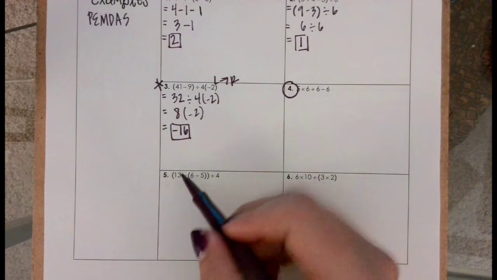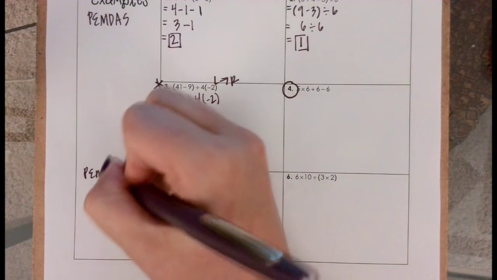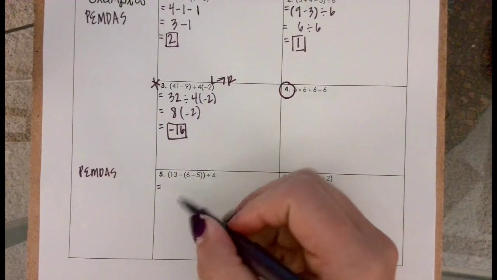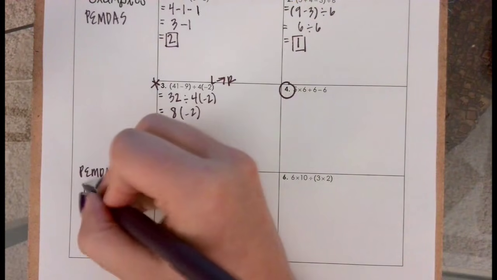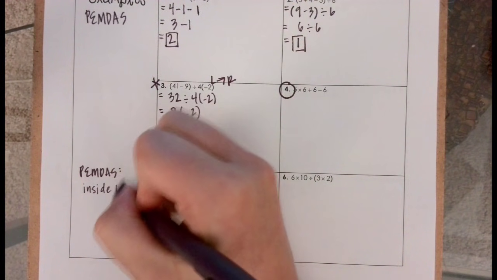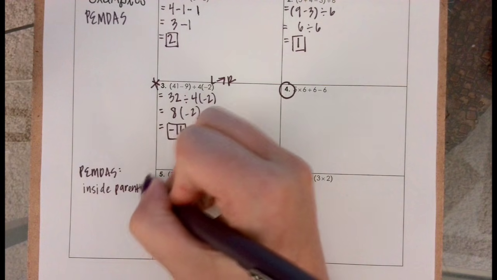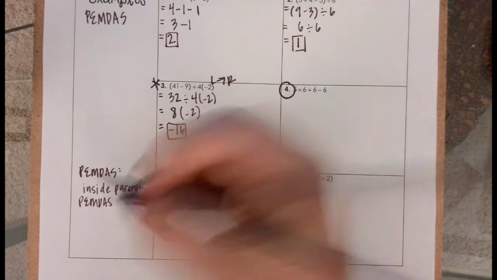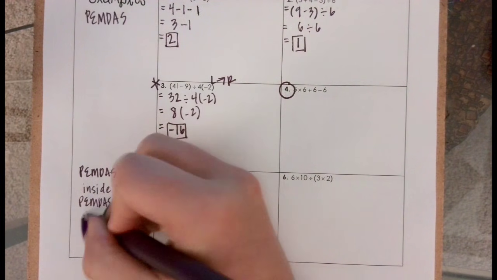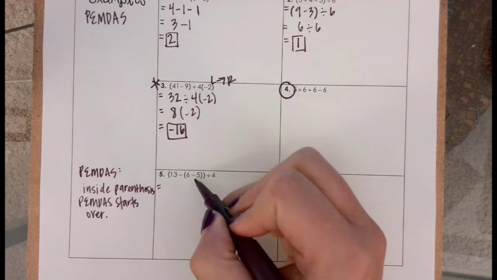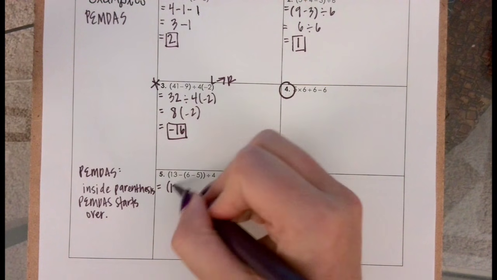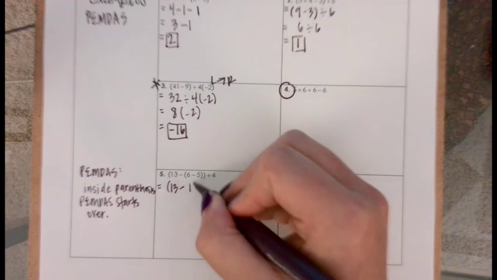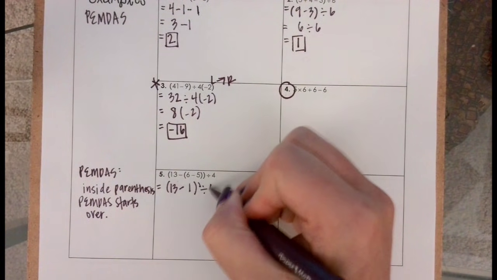Now, looking at number 5, the first thing I'm thinking about is PEMDAS. I need to figure out, all right, parentheses. Are there parentheses? There sure are. There's parentheses inside of parentheses. Remember what I said. Inside parentheses, PEMDAS starts over again to finish evaluating. So if there's parentheses in our parentheses, that's the first operation we're going to deal with. So 13, we're going to keep it in that big part in parentheses. 6 minus 5, we're going to deal with that first, is 1. Right? Divided by 4.